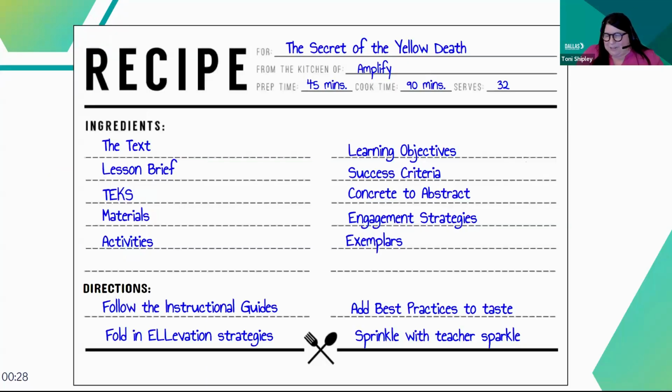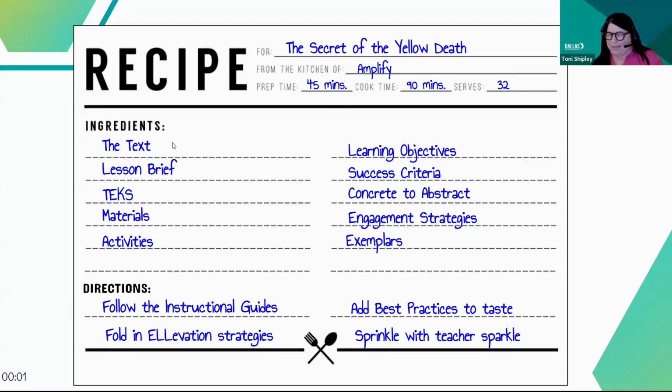Okay, and if you haven't figured it out yet, our new recipe is Amplify. So take a moment to look at this recipe for an Amplify lesson. You can see what you're cooking, what ingredients you need, and what directions to follow to pull it off.